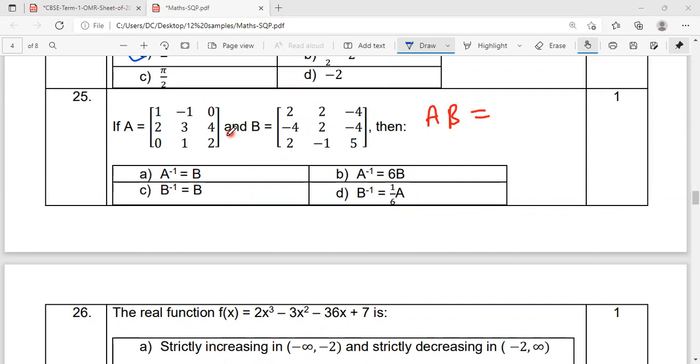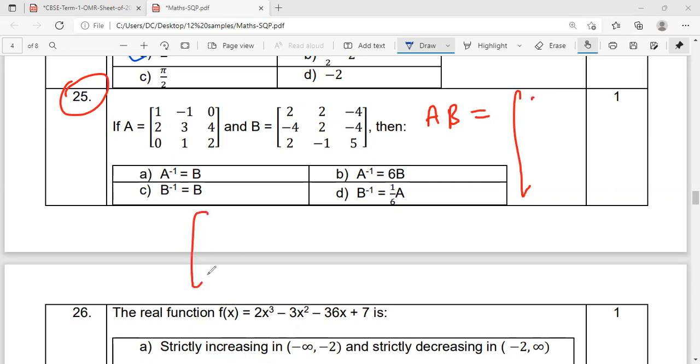In the exam you can decide. If it's taking more time, then you can leave it and move on to the next question. But right now we are doing this question. So AB, when you go like this and this, you multiply, you know how to multiply row and column. This is 2 minus 2 and 0. Multiply this into this, so 2 plus 4.